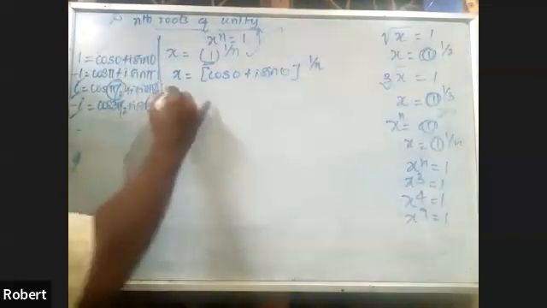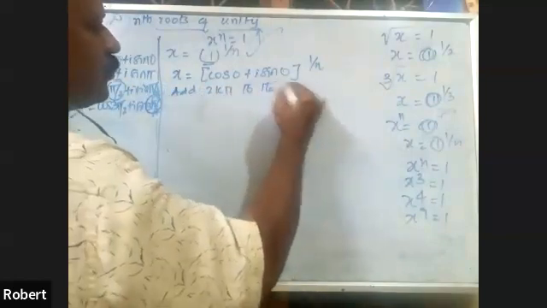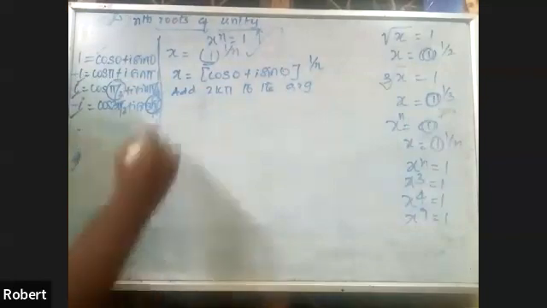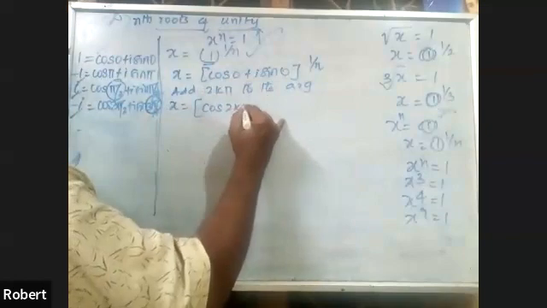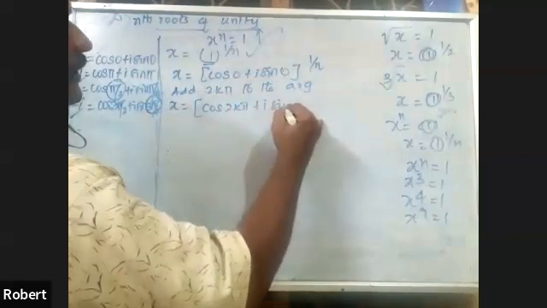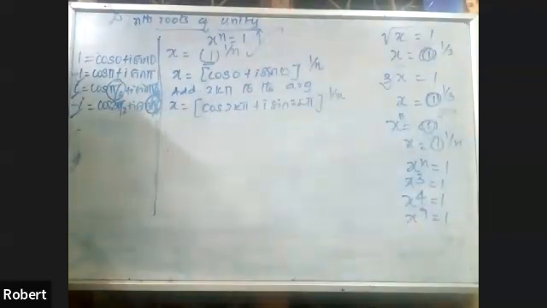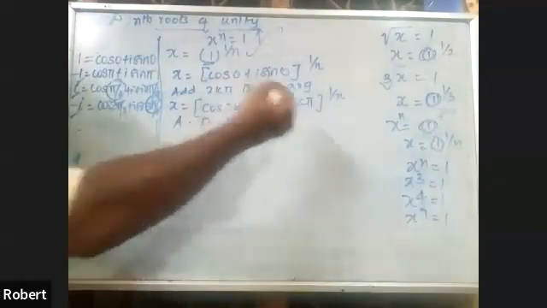Step 2, add 2k pi to the argument. Step 2 says add 2k pi to the argument, which means that this is called the argument. If you add 2k pi to 0, we'll get cos 2k pi plus I sin 2k pi whole power 1 by n. Step 3 says apply De Moivre's theorem, which means that, very simple.